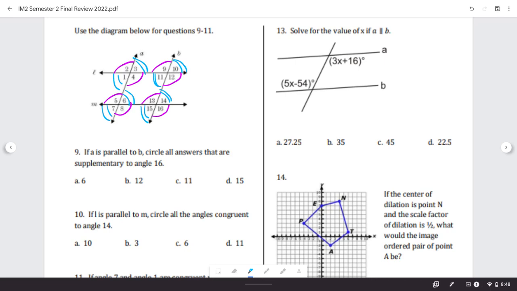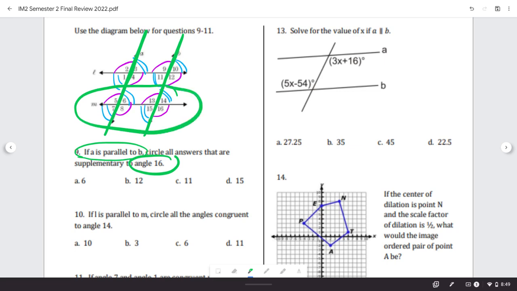Okay, what makes this a little bit confusing is that it says if A is parallel to B. So I'm going to make that really obvious. I'm going to point out A and B. So this one and this one are parallel. And so since we're looking at A and B, and we're looking at angle 16, well, where is angle 16? Angle 16 is in this area right here, in the bottom one. And so that's why we're only looking at these, because angle 16 is right here, okay?